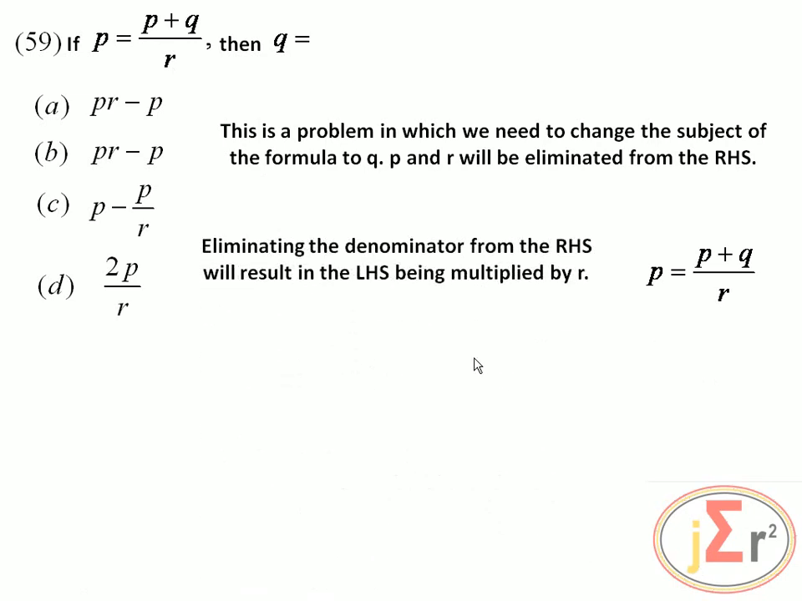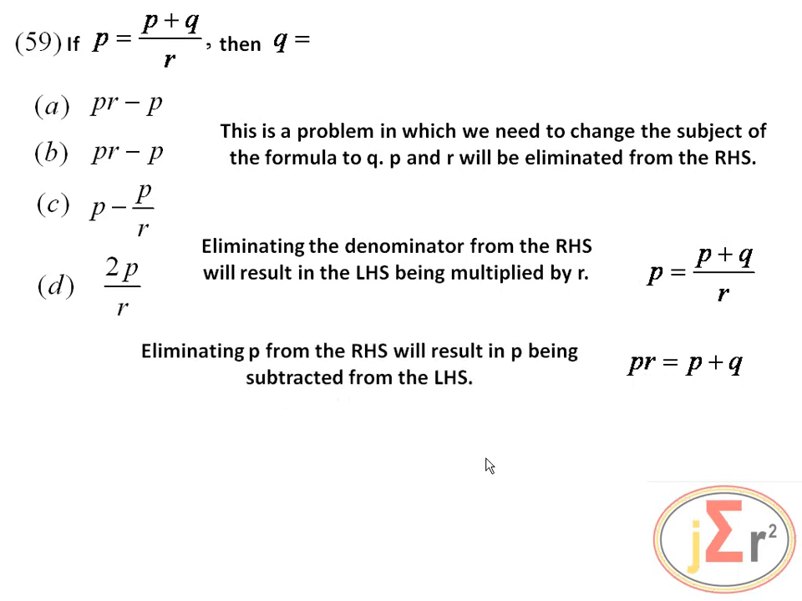Eliminating the denominator from the right-hand side will result in the left-hand side being multiplied by R. So eliminating this will result in R being multiplied on the left-hand side. So we have PR is equal to P plus Q. Next, we need to eliminate P. Eliminating P from the right-hand side will result in P being subtracted from the left-hand side. So PR minus P is equal to Q.